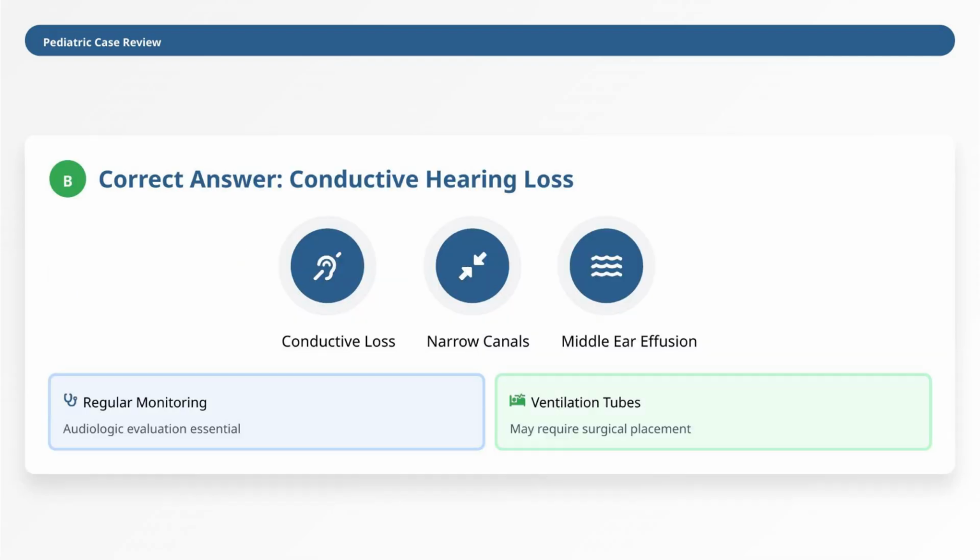The correct answer is B. Conductive hearing loss occurs frequently in Pfeiffer syndrome due to narrow external auditory canals and chronic middle ear effusions. The craniofacial abnormalities affect normal eustachian tube function, predisposing to fluid accumulation. Regular audiologic monitoring is essential. Management may include ventilation tube placement and hearing amplification devices. Early identification and treatment prevents speech and language developmental delays.